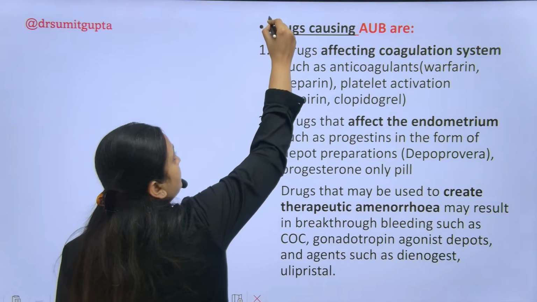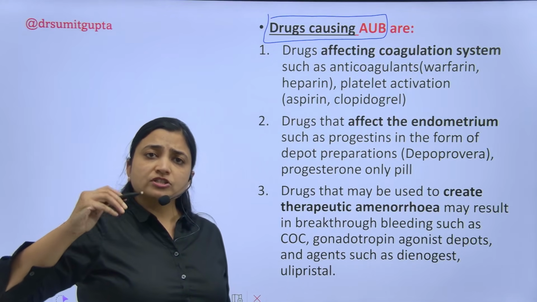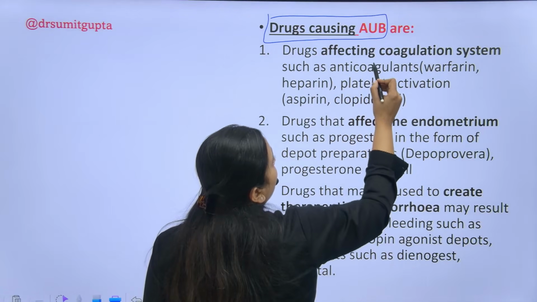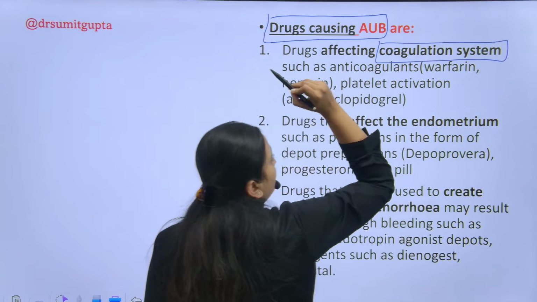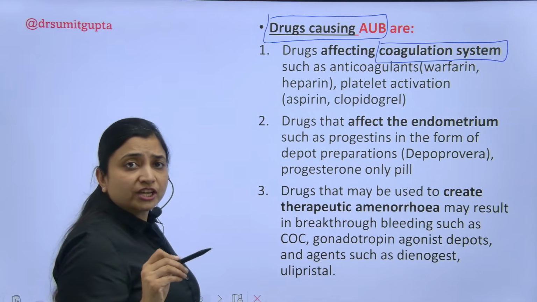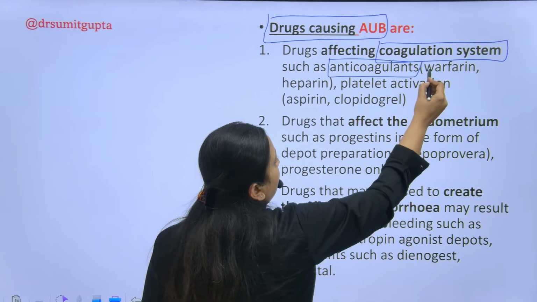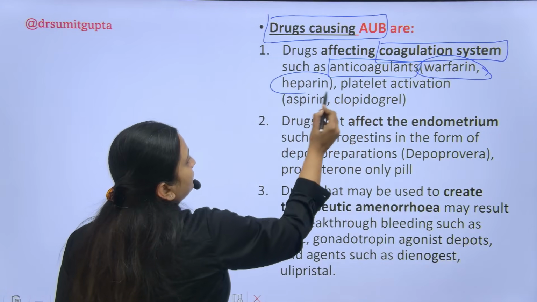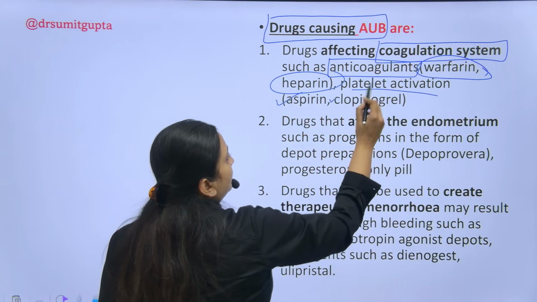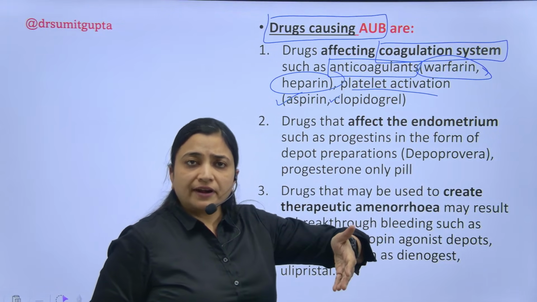Now, what are the drugs that can cause AUB? Very important. If the patient tells you, or shows you some prescriptions of the old time medications, how do you know? So drugs affecting coagulation system, very important. Coagulation system plays an important role during the bleeding pattern. So any drugs that the patient is taking because of some other disease like anticoagulants, for example, warfarin, heparin, anything which deranges the platelet activation like aspirin, clopidogrel. These are medications which are generally given on a long time and it can affect the bleeding pattern of the patient.